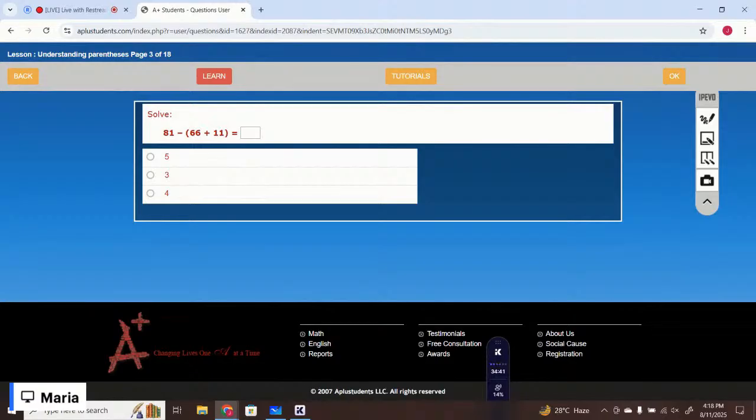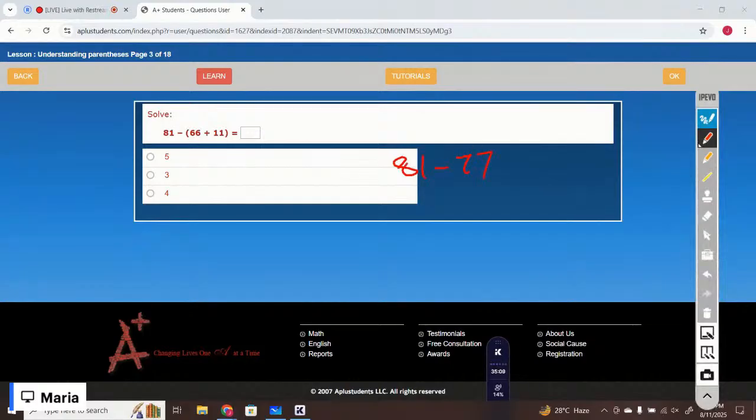Eighty-one minus 66 plus 11. We need to do 66 plus 11. That is 77. So 81 minus 77 is 4 it is.